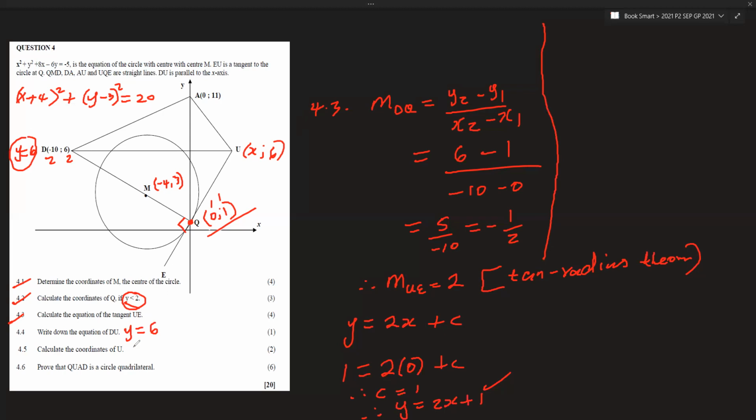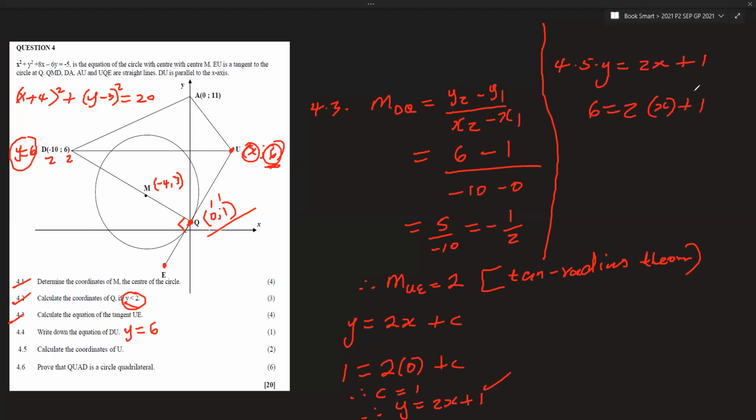Now we need to calculate the coordinates of U. U lies on this line, and we have the equation of this line. And we have the output. So if we have the output, we can always get the input, and vice versa. If I have the input, I can always get the output. So we're going to have y equals 2x plus 1. My x is still my x, my y is 6. So where I see y, I'm going to put 6. Then my x is still x, then plus 1.